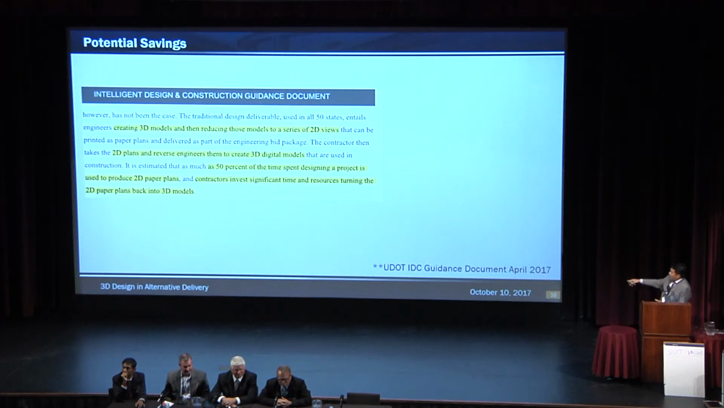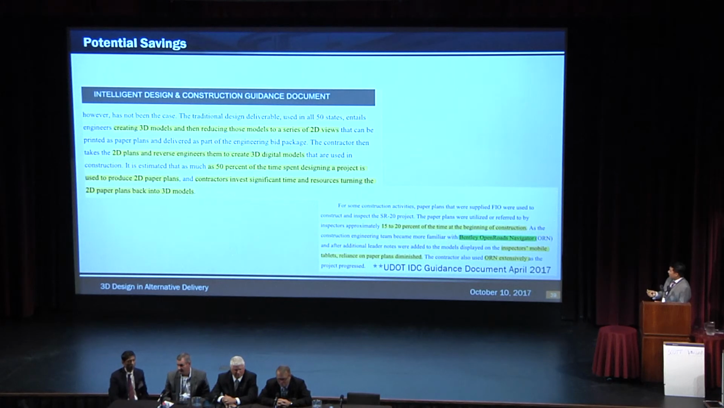Now, these are excerpts from the Utah DOT IDC guidance document dated April 2017, where they were able to save as much as 50% of time, skipping the 2D design plans in some areas. And now we're thinking about some foremen out there, the construction guys. They had minimal training, and they started using the plans at the beginning of the project 15 to 20% of the time. But as the project moved forward, they got used to using the 3D model.